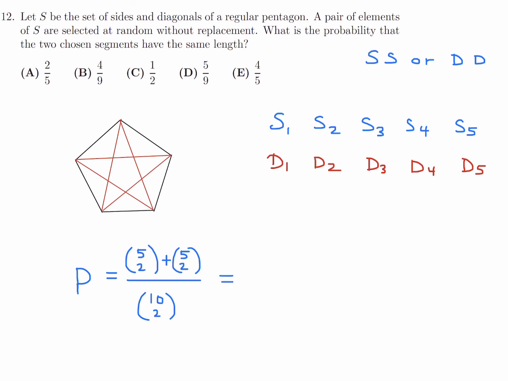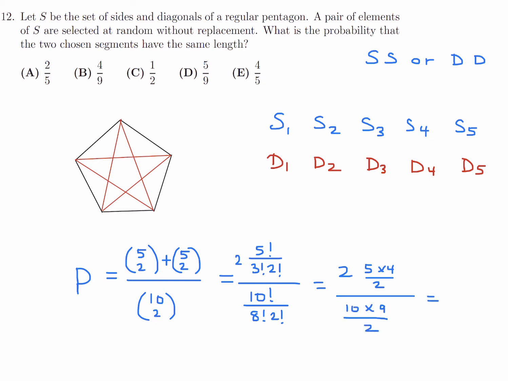Let's see what this works out to. 5 choose 2 is 5 factorial over 3 factorial times 2 factorial. And there's 2 of these guys, so we can just multiply by 2. 10 choose 2 is 10 factorial over 8 factorial times 2 factorial. So this looks like 2 times 5 times 4 divided by 2, and this is 10 times 9 divided by 2. So this is 20 over 45. And if you divide top and bottom by 5, you'll get 4 over 9. So there you go, that's the probability. So number 12, the answer is B.